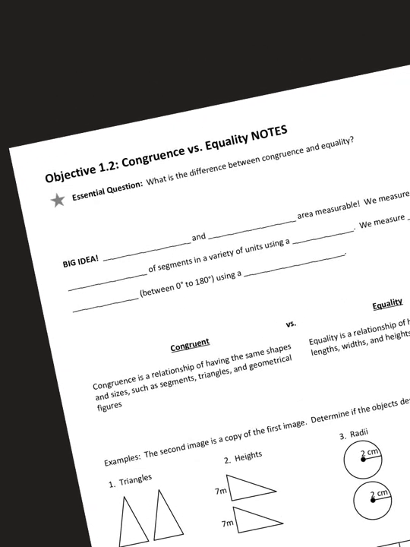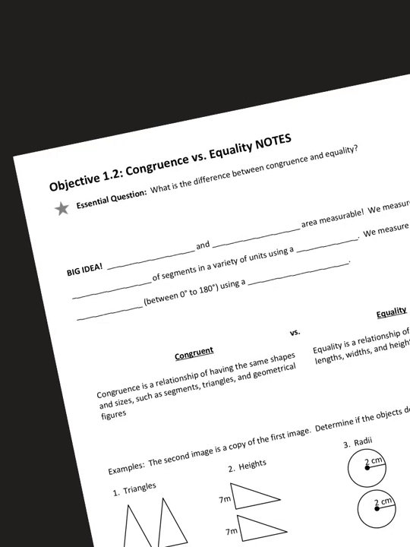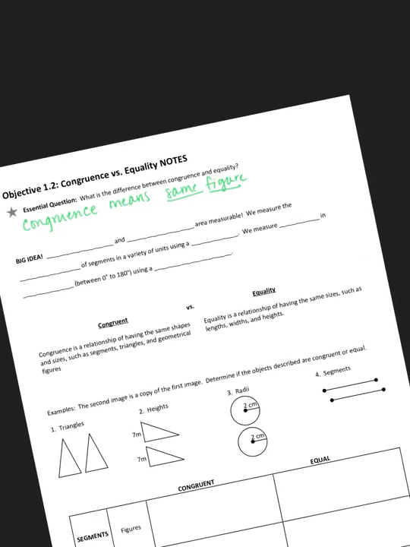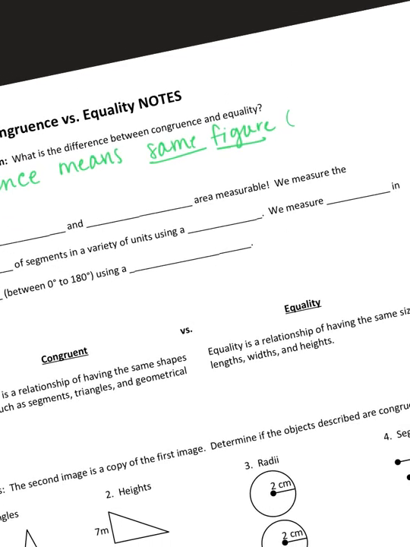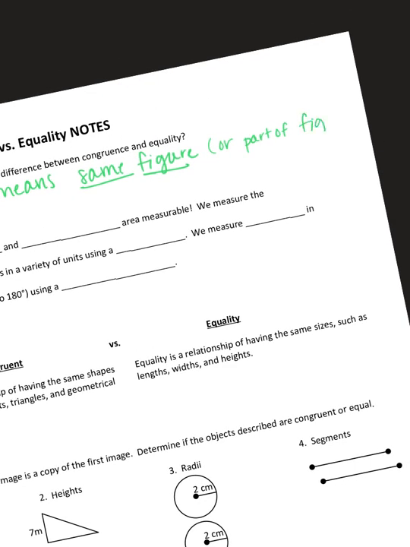So congruence means that you are talking about two figures that are the same, all right? So congruence means same figure. And it can also be same parts of a figure, okay? So it can also be parts of a figure. We're really going to dig into this in this video, so we're just going to leave it at that for right now.